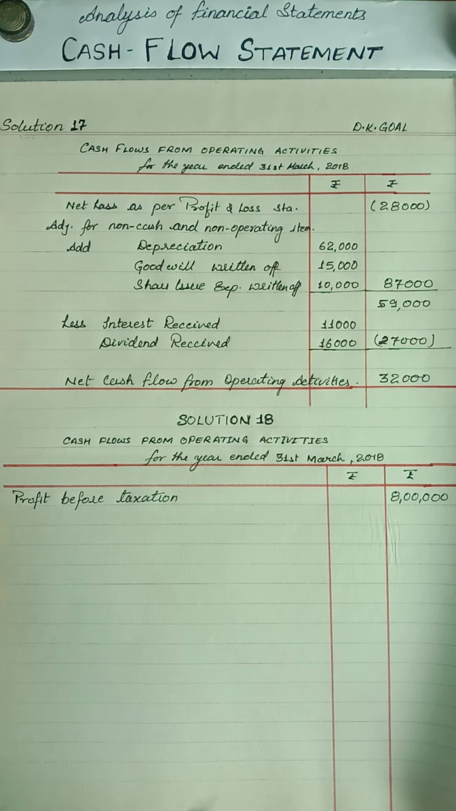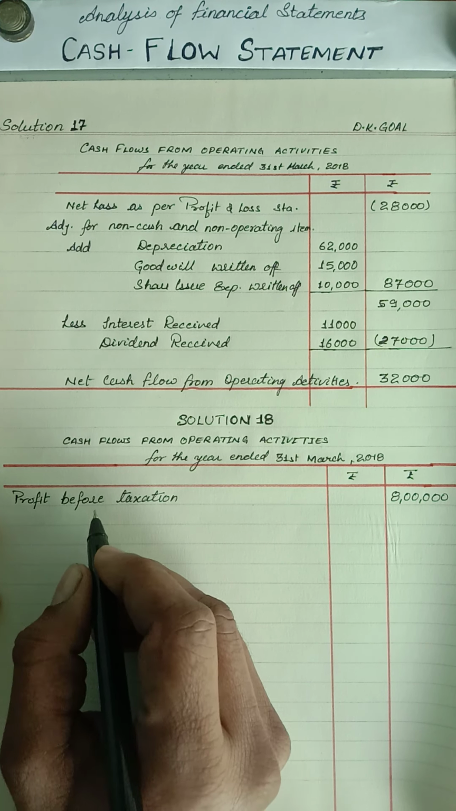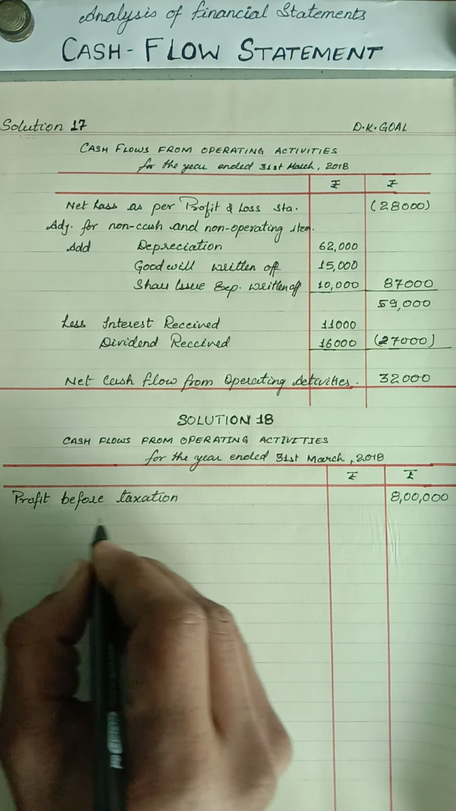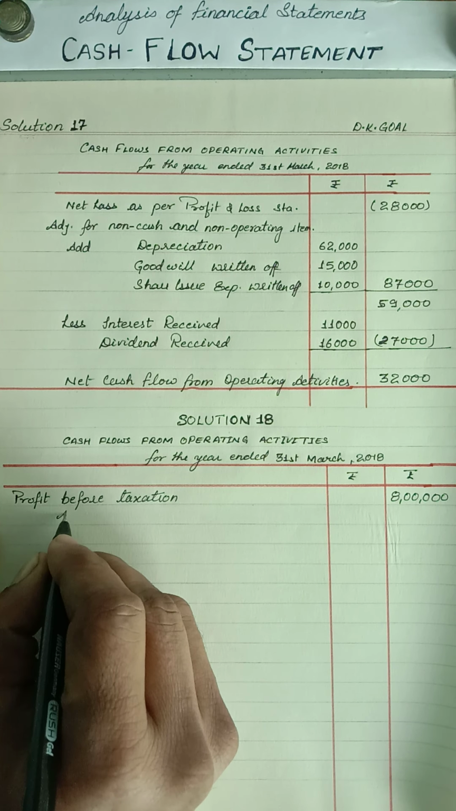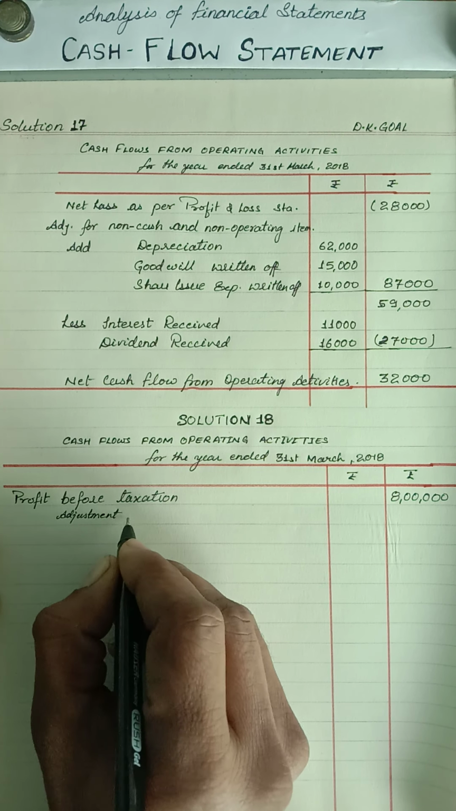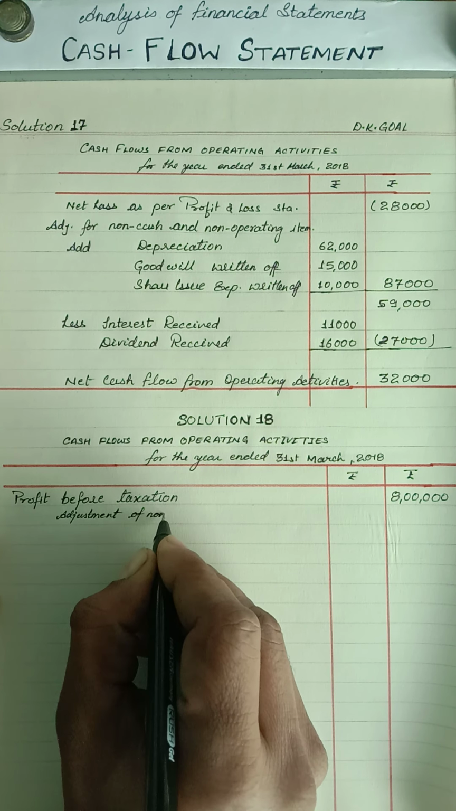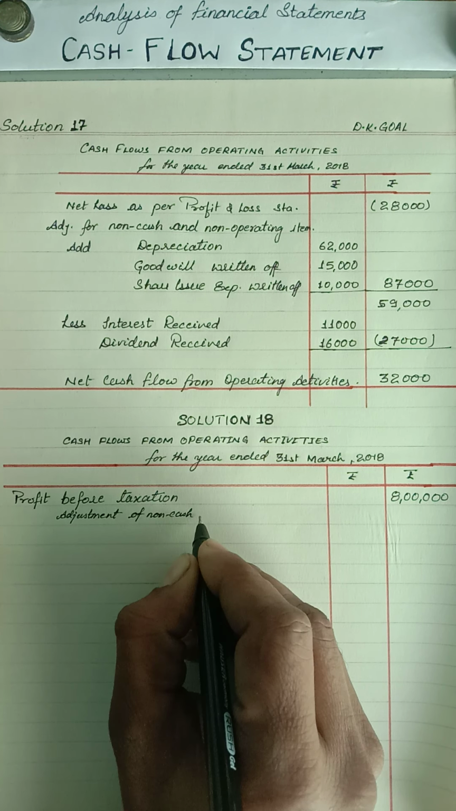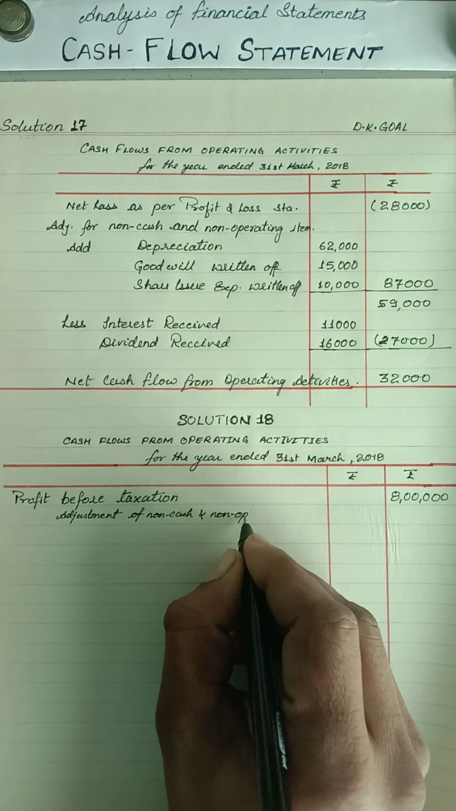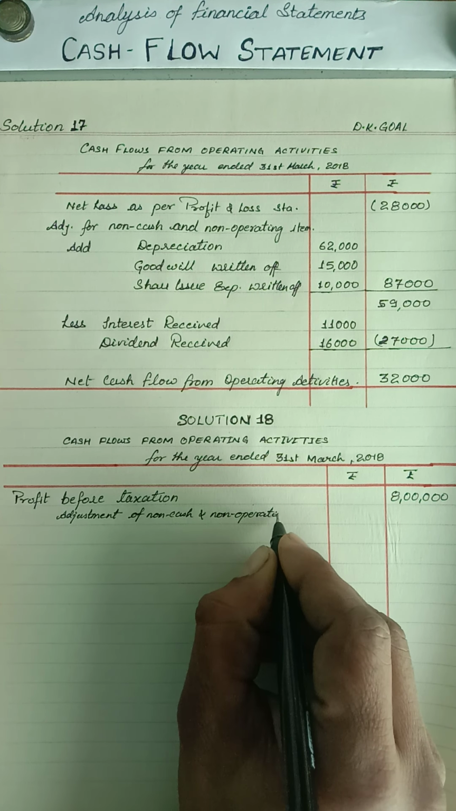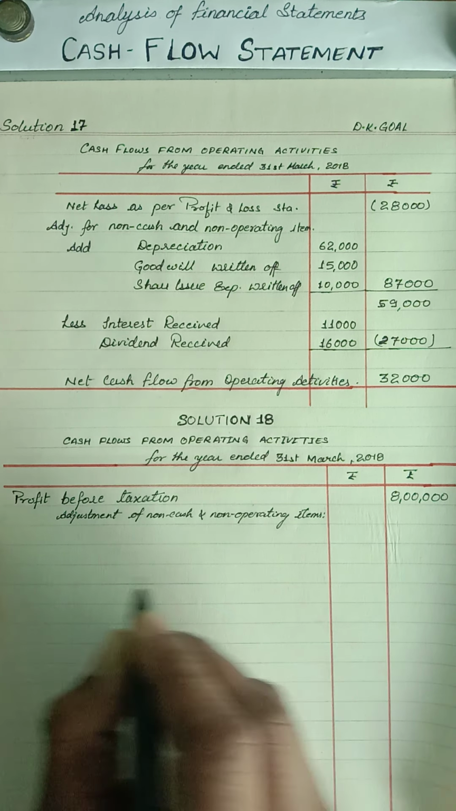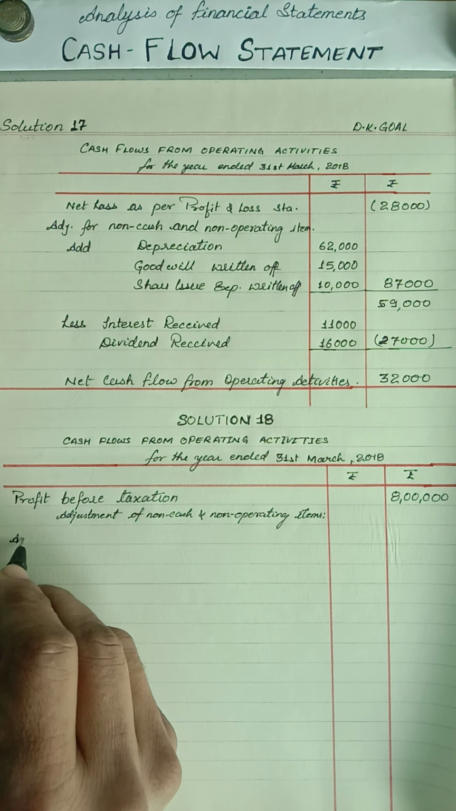Now, all of you know very well what we have to do: the adjustment of non-cash and non-operating items. So I am going to write here adjustment of your non-cash and non-operating items. Clear? In this, first of all, we have to add.